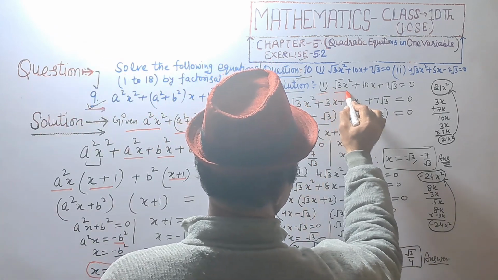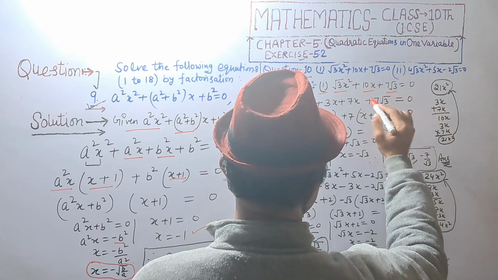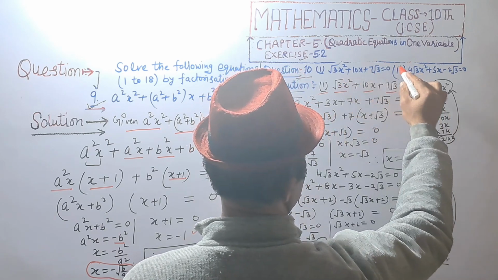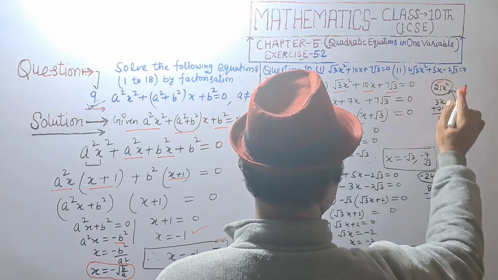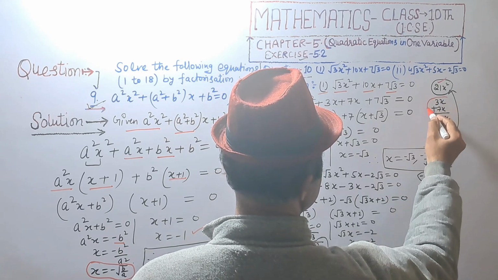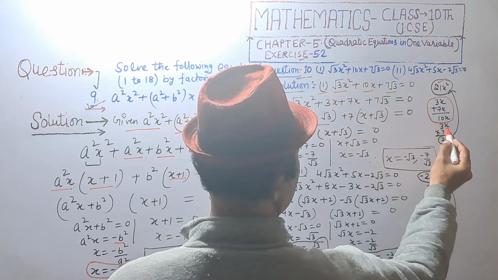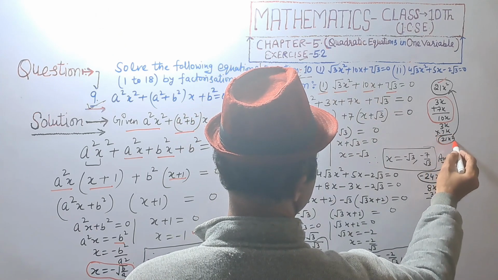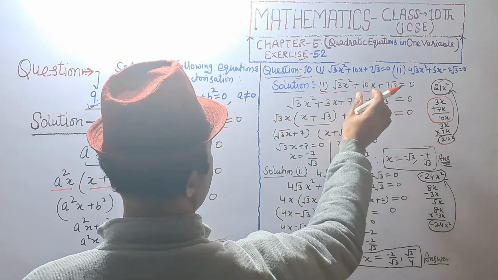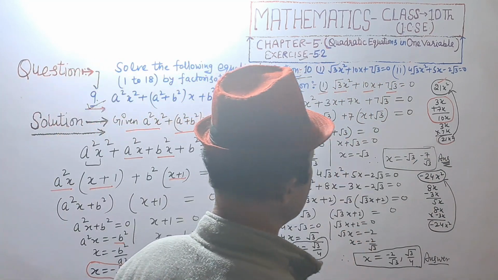First part: root 3x square plus 10x plus 7 root 3 equal to 0. Product of first and last is equal to 21x square, and we are taking two numbers, 3x and 7x. Their sum is equal to 10x and their product is equal to 21x square, and we are splitting 10x, that is equal to 3x plus 7x.